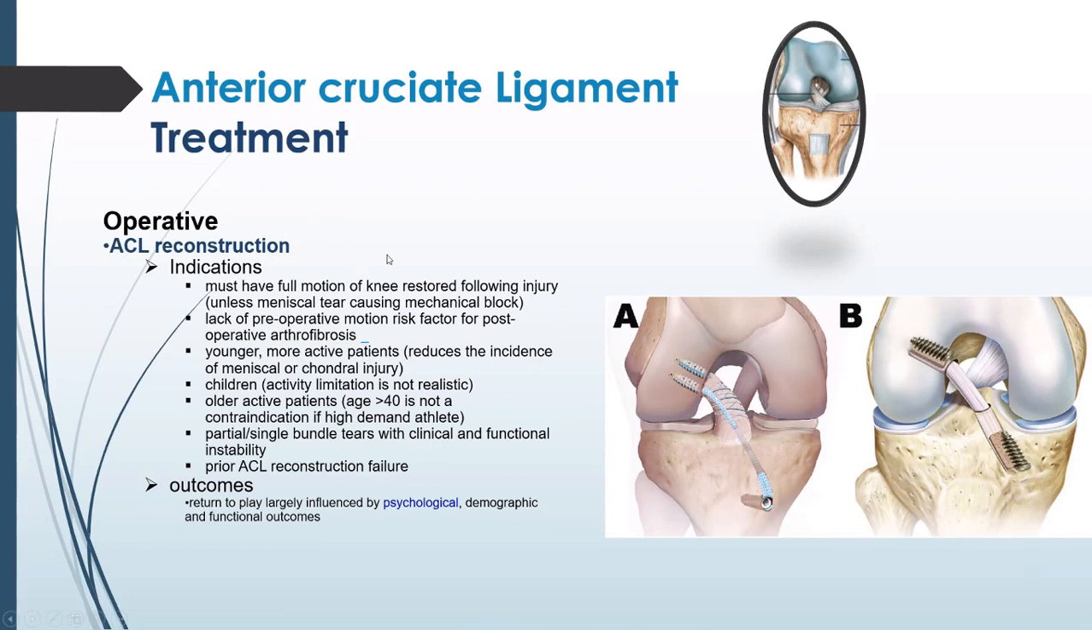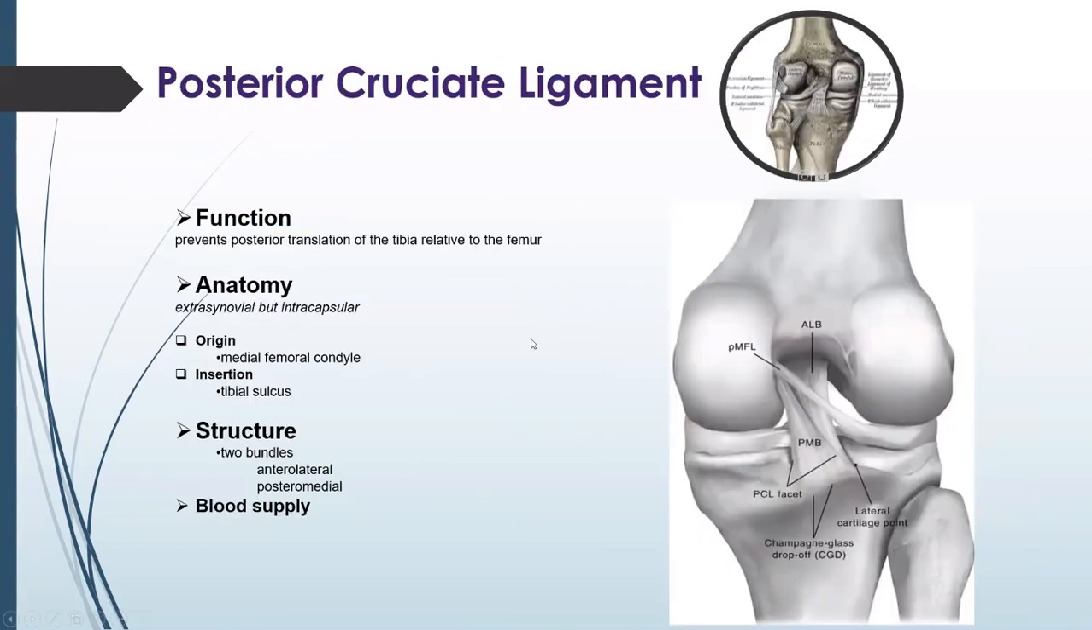After the ACL, now we can go to the PCL. The PCL prevents the posterior translation of the tibia over the femur. It originates from the lateral border of the femoral condyle, and inserts on the posterior aspect of the tibial sulcus. Also, we have two bundles, the anteromedial and the anterolateral bundle, and the blood supply is also from the medial geniculate artery. The PCL rarely presents as a solo injury.